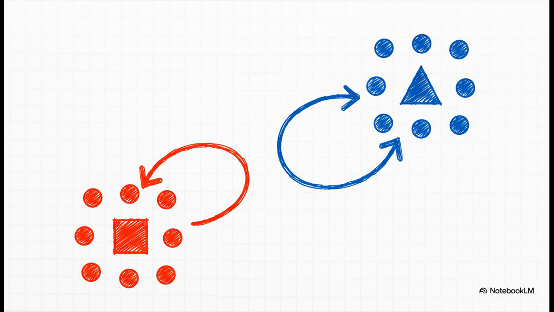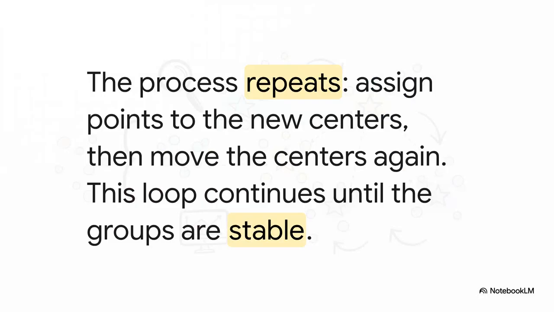So now that they have their teams, the algorithm recalculates the actual center of each group, you know, the average position of all the dots. Then it moves the centroid right to that new middle spot. And that's it. That's the means in k-means. And then it just does it all over again.